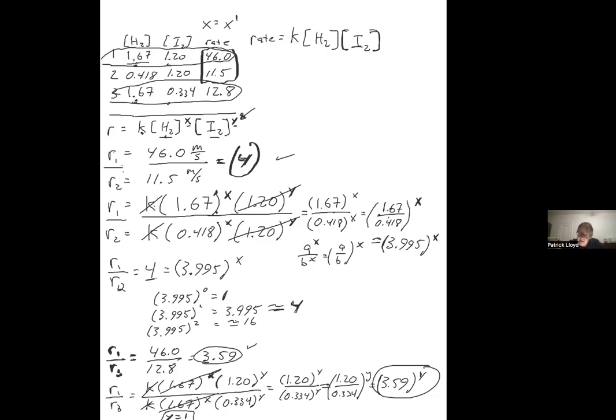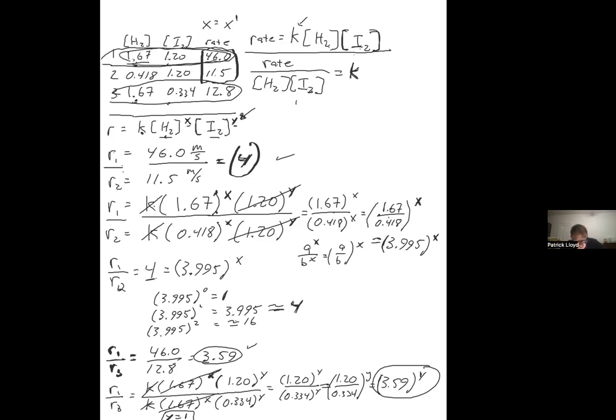Now let's figure out what K is. To figure out what K is, now that we know the exponents, we can figure this out. Because for the rate constant K, if I divide both sides by the concentration of H2 and the concentration of I2, H2 over H2 would be 1, I2 over I2 would be 1, so you'd have rate over H2 I2, and that would be equal to K.